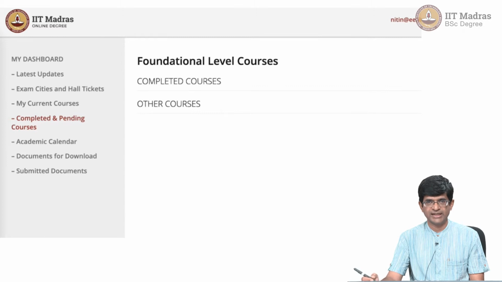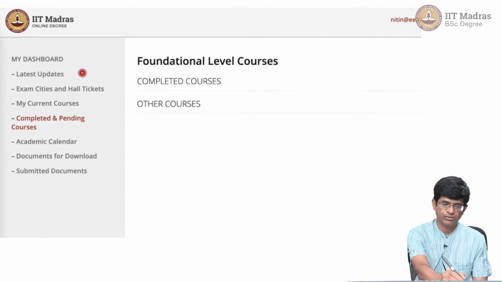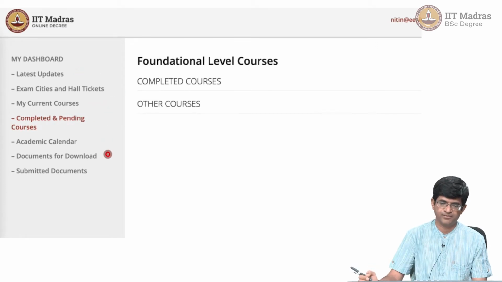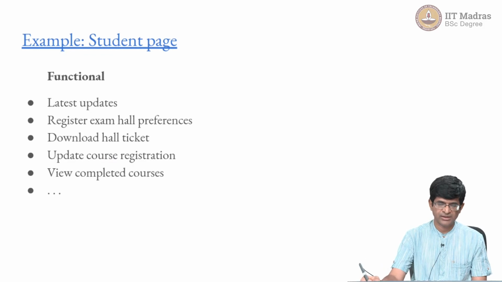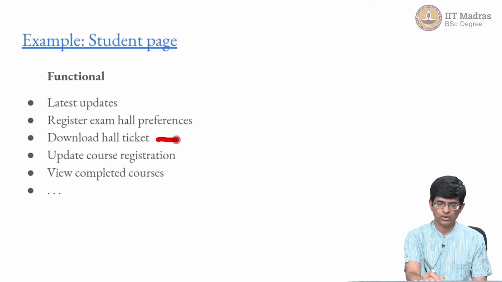But more importantly, as far as we are concerned, there is also the functionality. What are the kinds of things that I want to be able to do, right? So all of these things over here correspond to different types of functionality. Okay, so we could, for example, put down requirements and say that for a student page, the functional requirements are: I should be able to see the latest updates, I should be able to register my exam hall preferences, download the hall ticket, update my course registration, meaning that if I want to drop a course, for example, I should be able to do it from here, and view the list of complete courses, right?